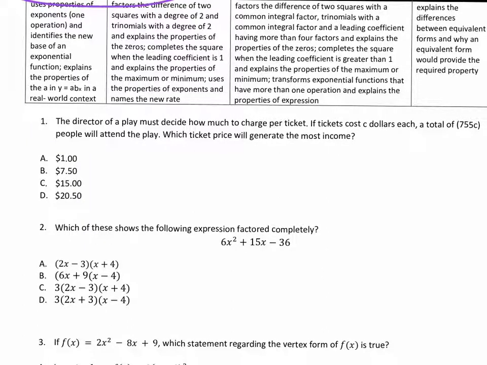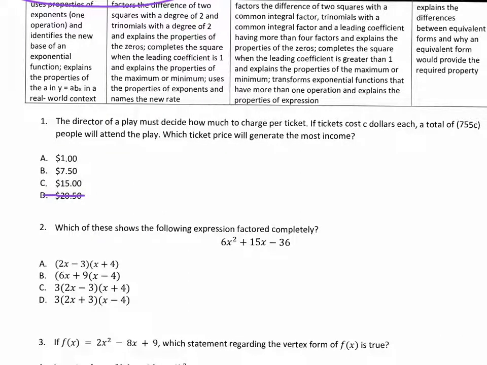So the director of a play must decide how much to charge for a ticket. If the tickets cost C dollars, a total of 755 minus C people will attend the play. What price would generate the most income? It seems like they're missing information on this one, but I will tell you, you will get problems and then they eliminate them.